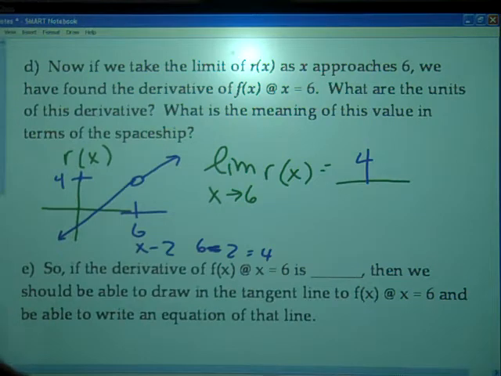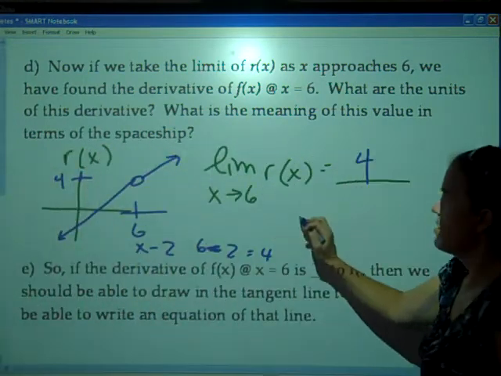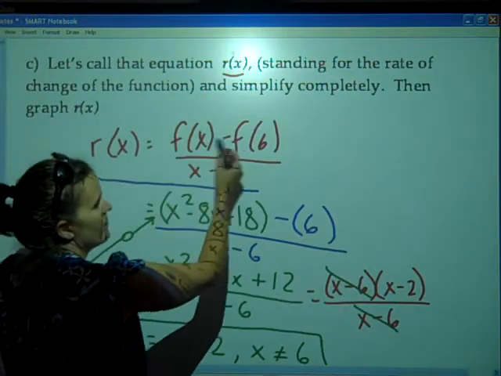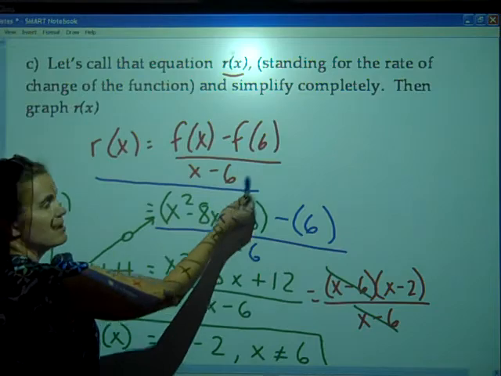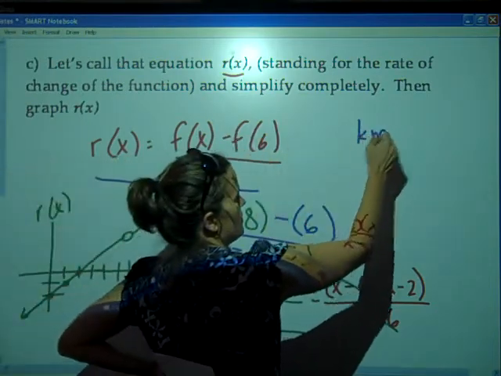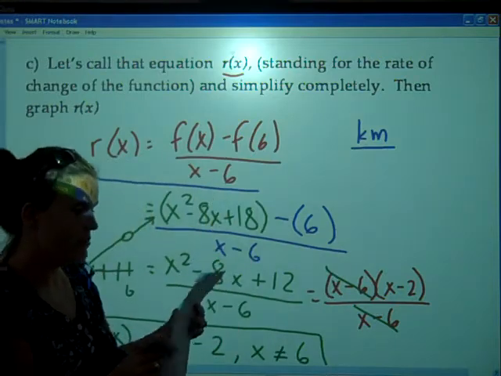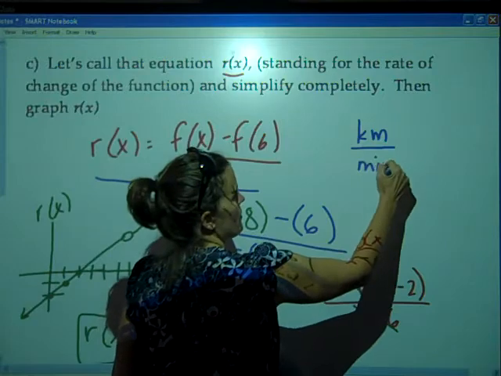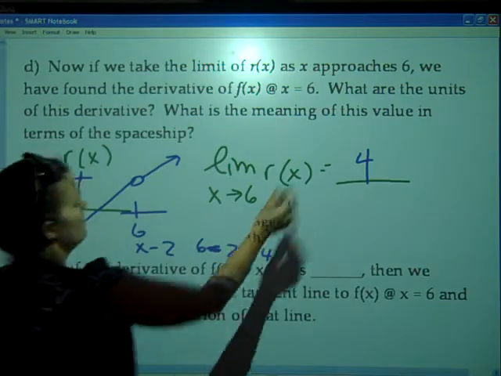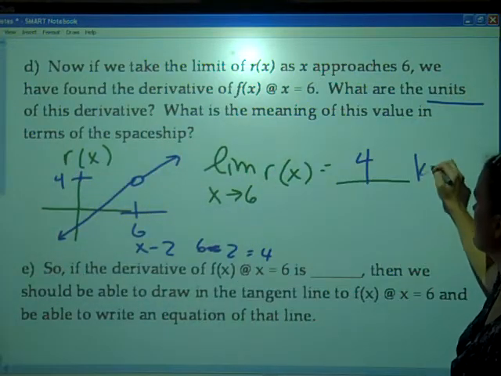Okay. So what are the units of this derivative? If we think about what r of x equaled, remember r of x, if we go back, r of x equaled this stuff, f of x minus f of 6 over x minus 6. So let's talk about the units. These were the distance units, so those were kilometers. Over x minus 6, those were your time units, and those were minutes. So we know our derivative value should be kilometers per minute. So here, the units would be kilometers per minute.